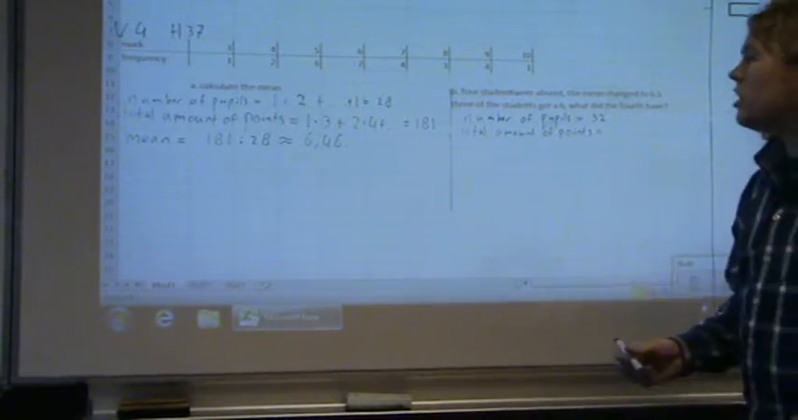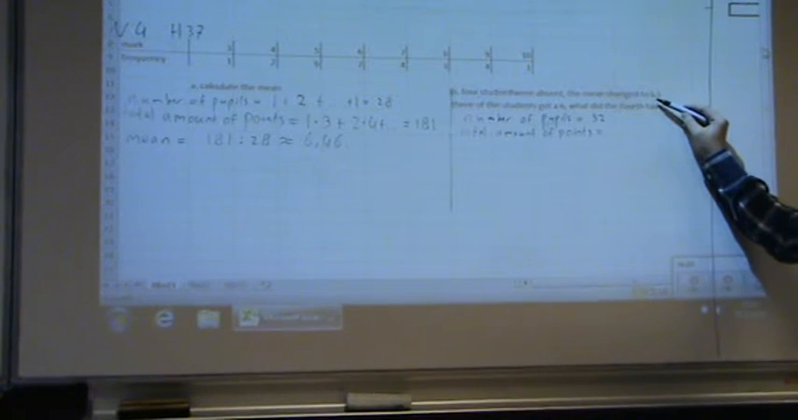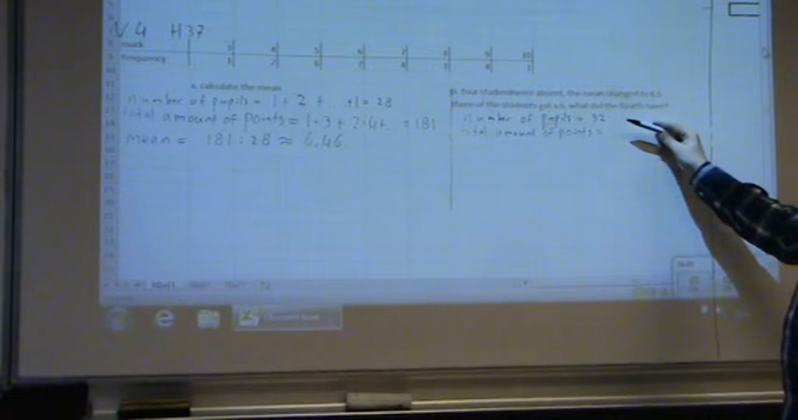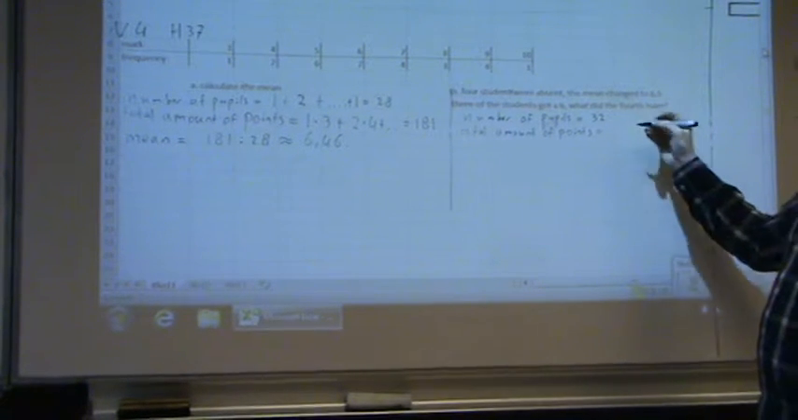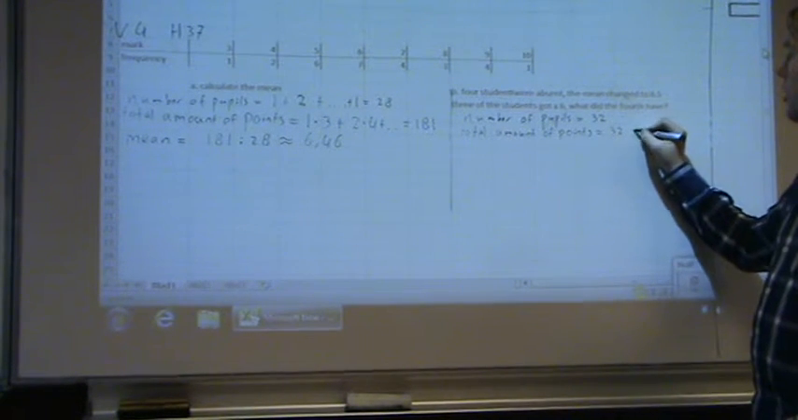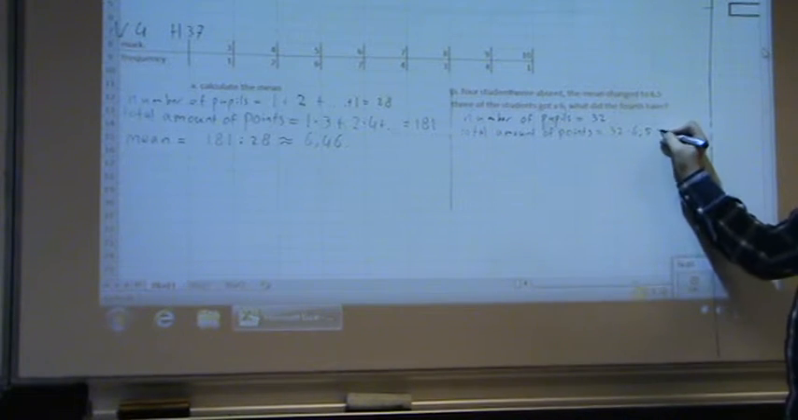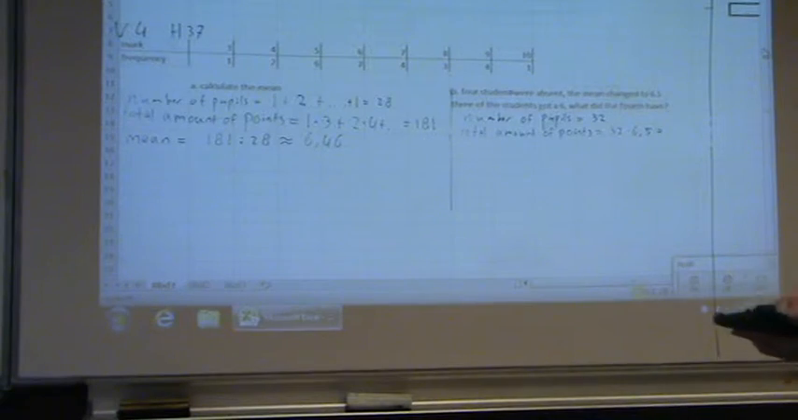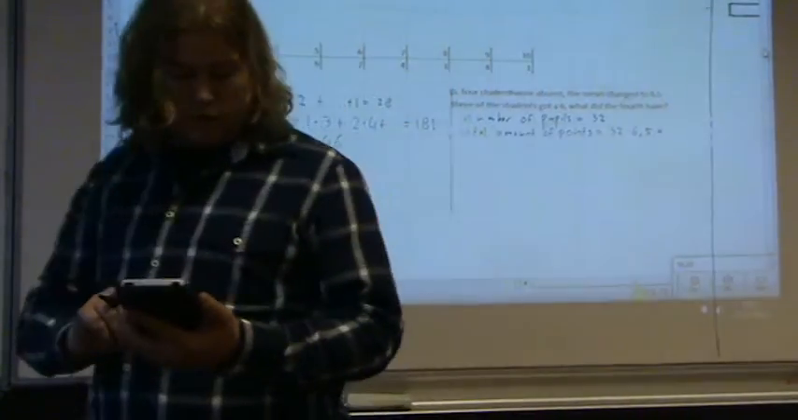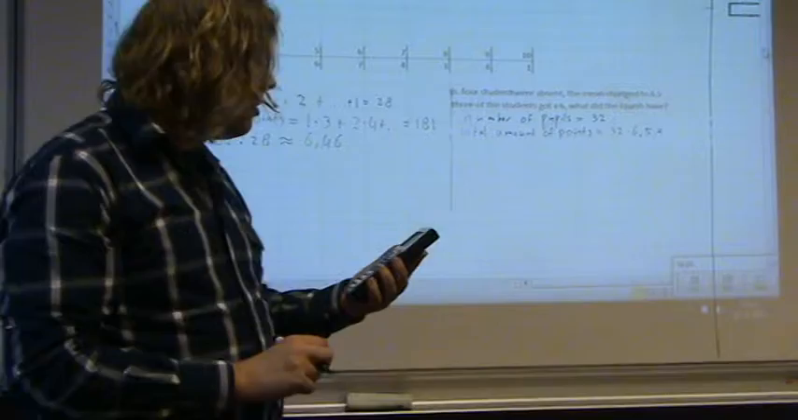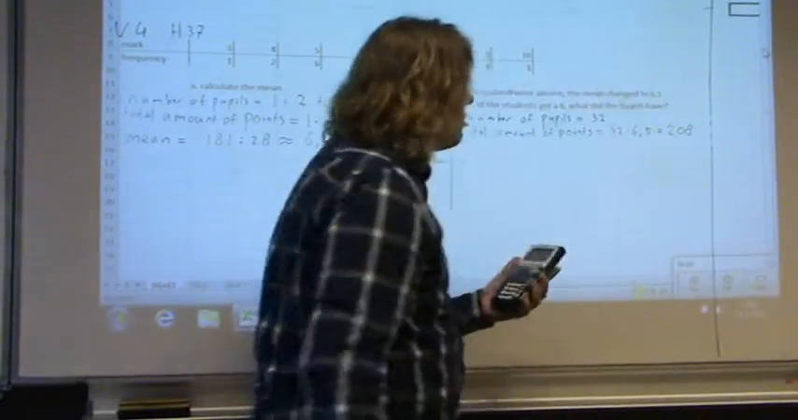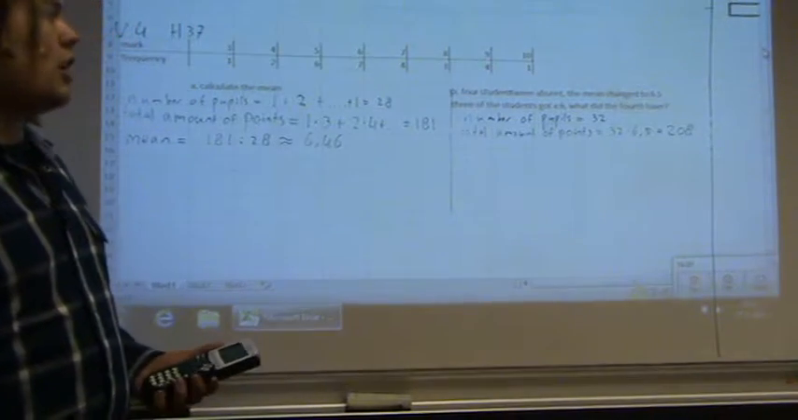So if we do it in a different way, we know that the mean was exactly 6.5, and the number of pupils was 32. So we just do 32 times the exact mean, and if we calculate it, let me just very quickly calculate it for you. 6.5 times 32, then we have 208. So 208 is the total amount of points right now.